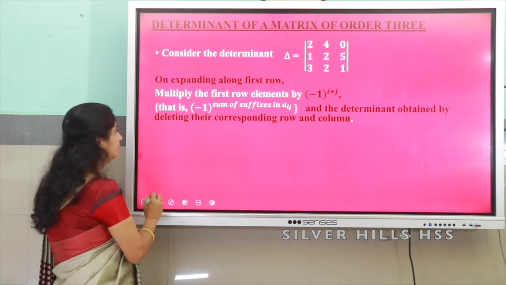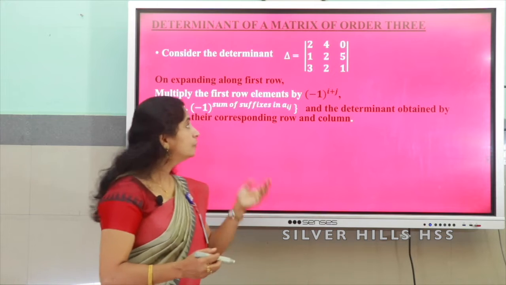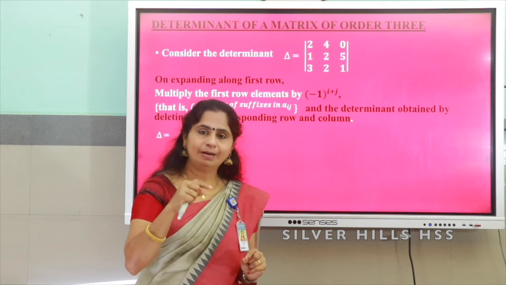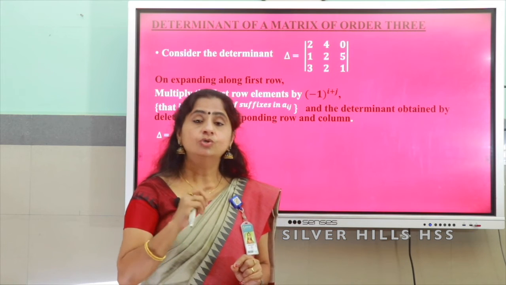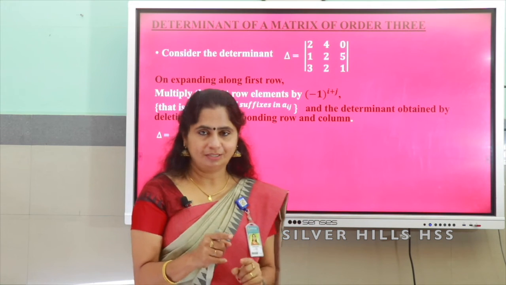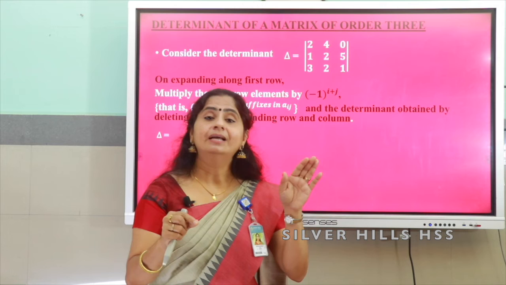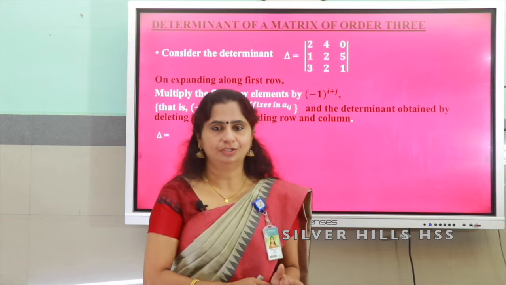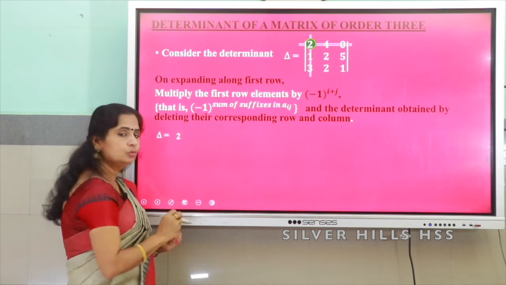So the determinant is equal to, we use the symbol delta to denote the determinant. So we are going to expand about the first row. Let's take the first element 2, and it should be multiplied by the sign. What is the sign? 2 is coming in a11, that is first row, first column. So when we add 1 plus 1, it is 2. So the sign of the position of 2 is positive. So we can say that if the sum of the suffixes is odd, then it has the negative sign. If the sum of the suffixes is even, then the element will have the positive sign. So 2 has a plus sign, therefore we can simply write 2 into 2.